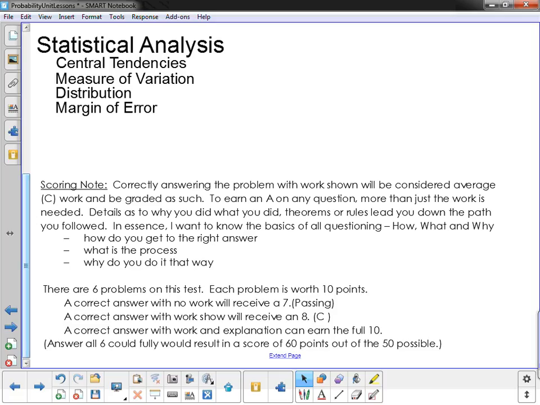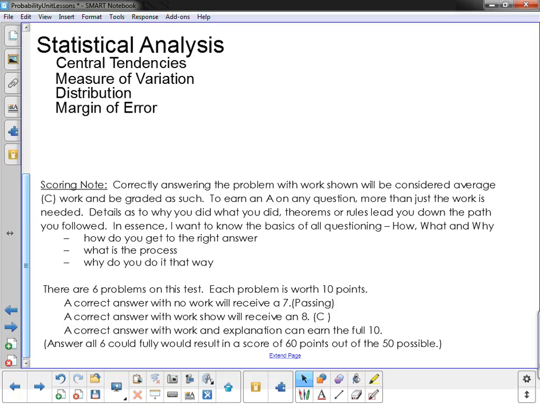As a scoring note on this test, correctly answering the problem with the work shown will be considered average. So just give me the work and the correct answer and it will get you an average score. An average score is about an 8. So a correct answer with work shown will receive an 8. There are 6 problems on this test. Each problem is worth 10.